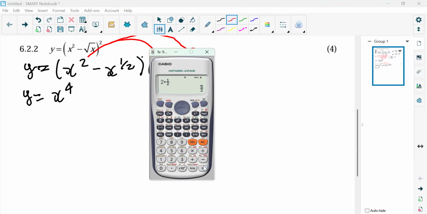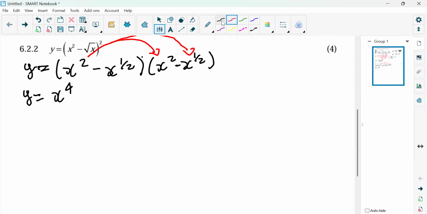Now what is 2 and a half? It's 5 all over 2. And then we do this one now. We have root 1 all over 2 multiplied by x squared. What do you get? Minus 5 all over 2. The last one is a negative and a negative, so then we get a positive.